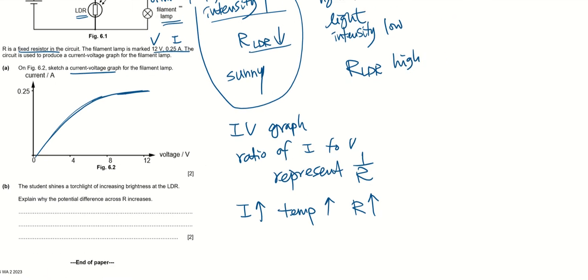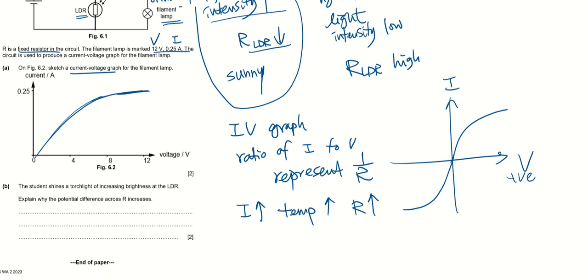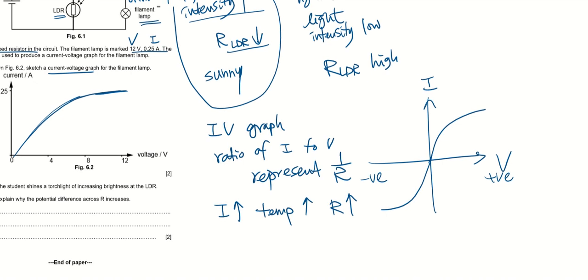Because actually for the IV graph for a lamp, you learn in your notes, it looks like this. So this is for the positive voltage, this is negative voltage. For IV, the ratio of I to V represents 1 over R. Right, as current increases, temperature increases, the resistance increases. Therefore, the ratio will decrease, right? The ratio decreases.